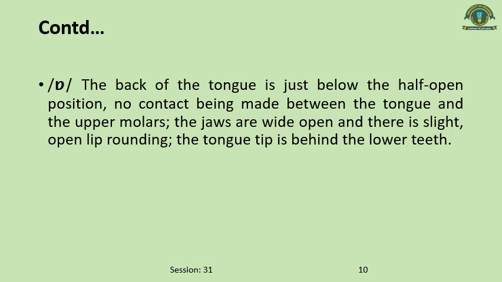The back of the tongue is just below the half open position. No contact being made between the tongue and the upper molars. Upper molars, tongue, there is no contact at all. The jaws are wide open. And there is slight open lip rounding. The tongue tip is behind the lower teeth. Now you can apply all these things while producing the monophthong oh. Lot, got, oh. Is it clear?